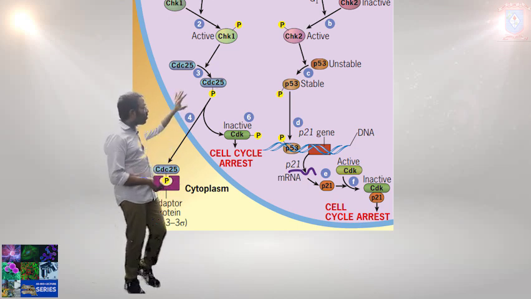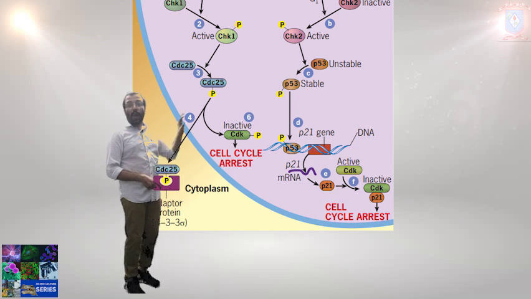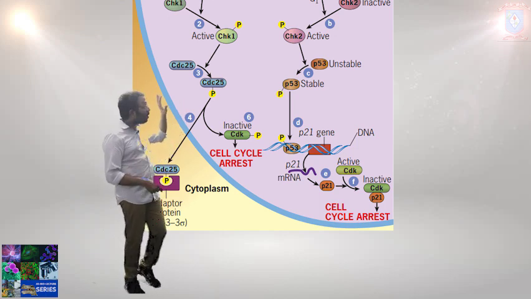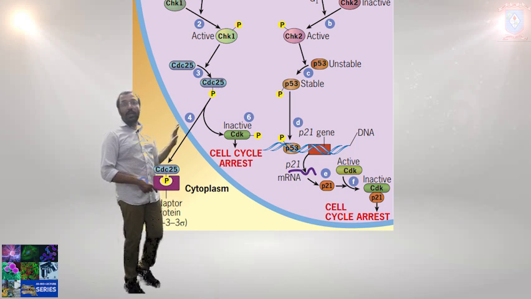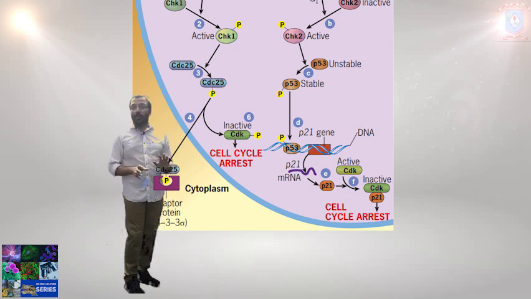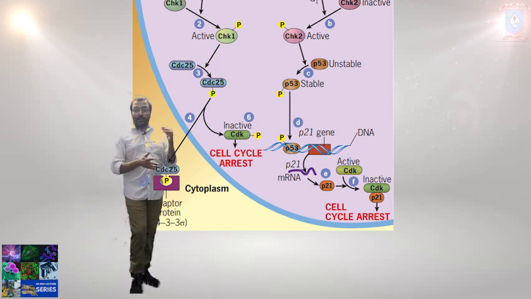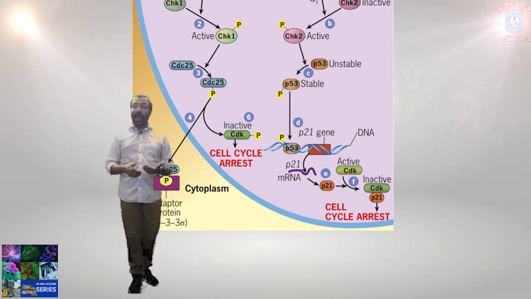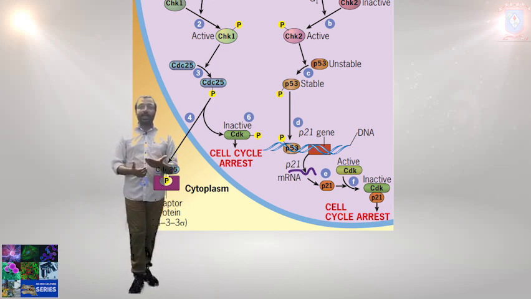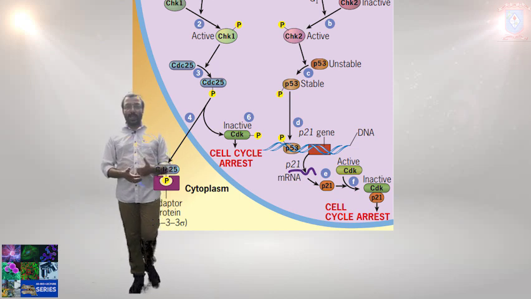So, there is no CDC25 in the nucleus to activate CDK1. What is the function of the active form of CDC25? It will activate CDK1. So in the absence of CDC25, CDK1 will not get activated. As a result, the cell will not progress into M phase. So this is how ATR kinase is activated and the cell arrests in G2 phase of the cell cycle.